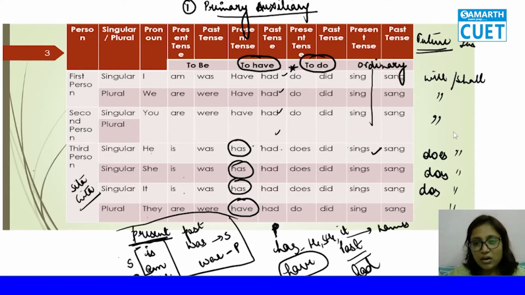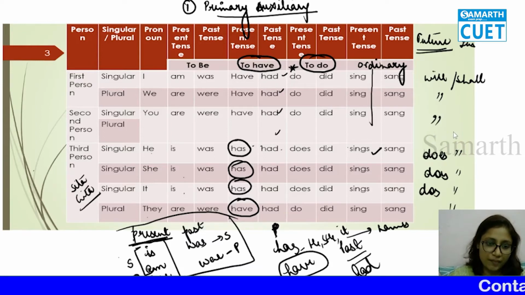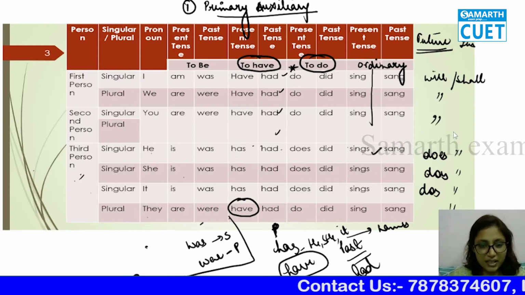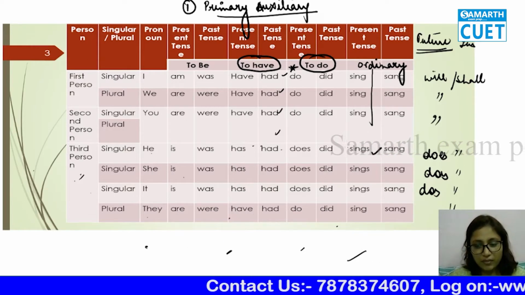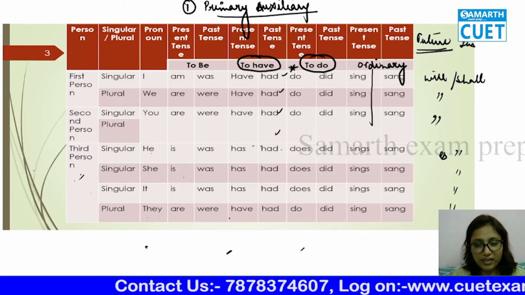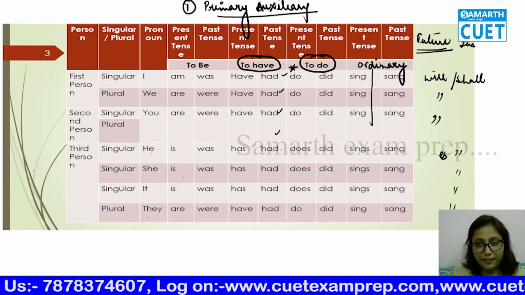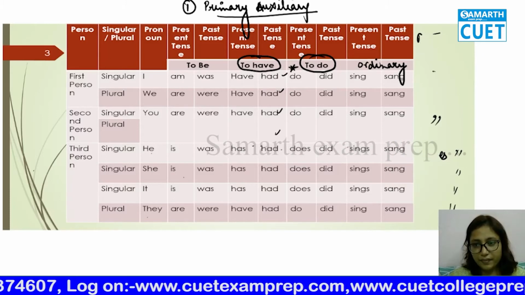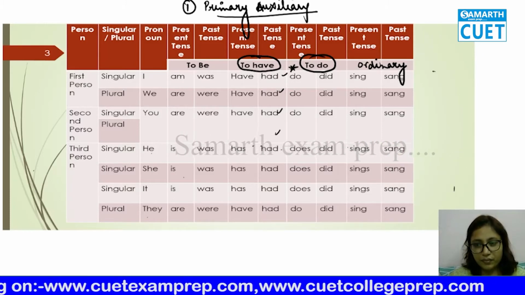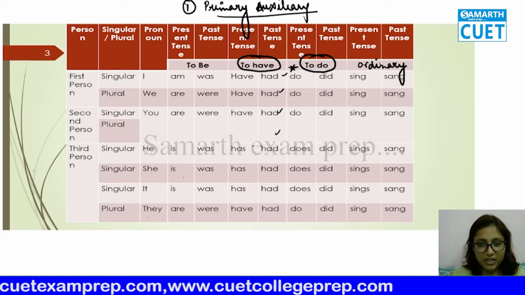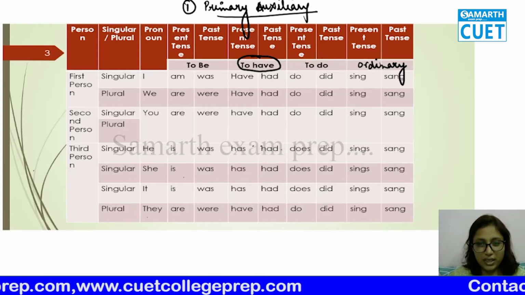Okay, now the past tense of sing is sang. Sang, sang, sang, everywhere the same, no difference. So please note down this table. All of you who have really difficulty, please keep this table for your understanding.